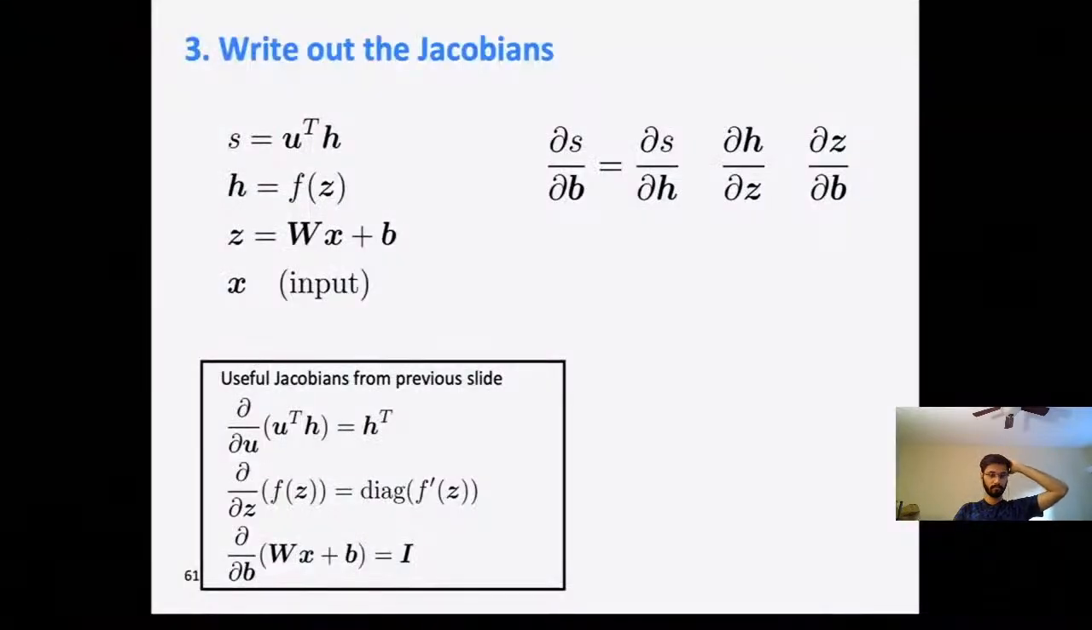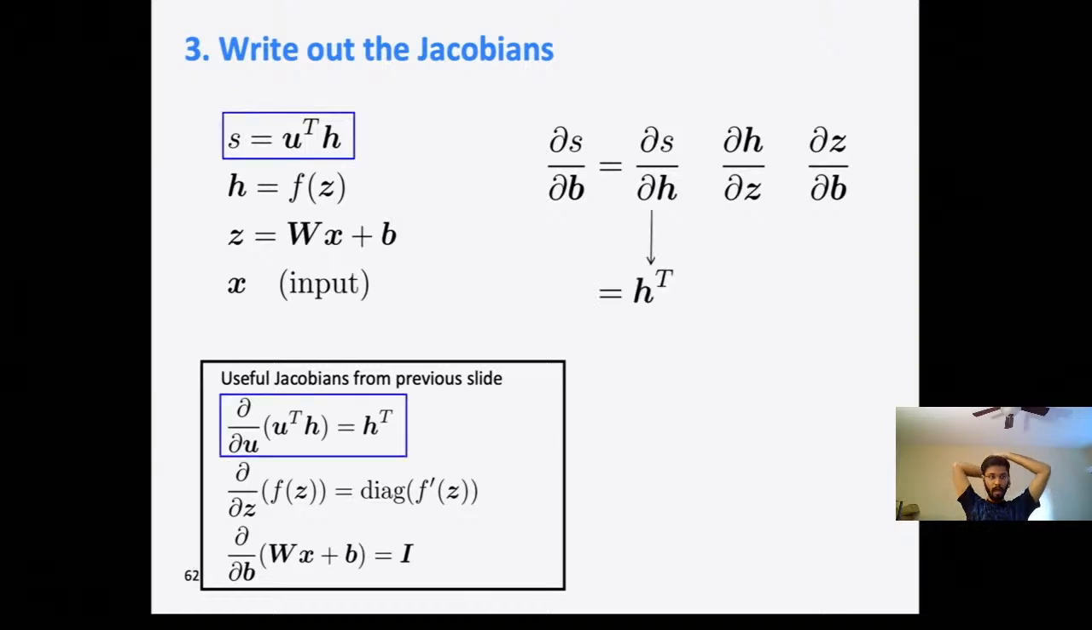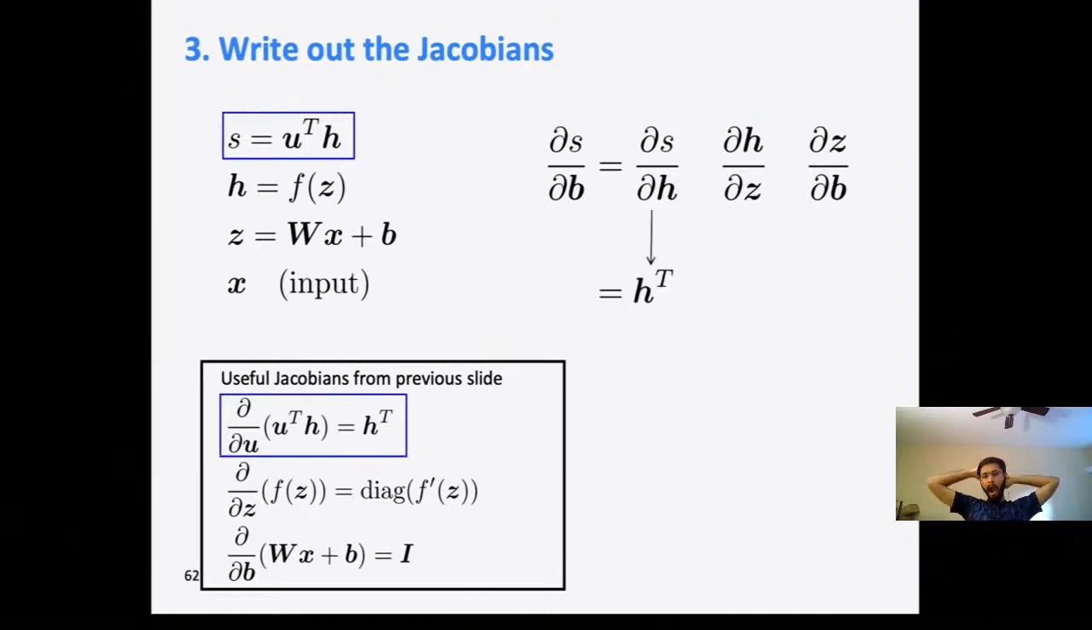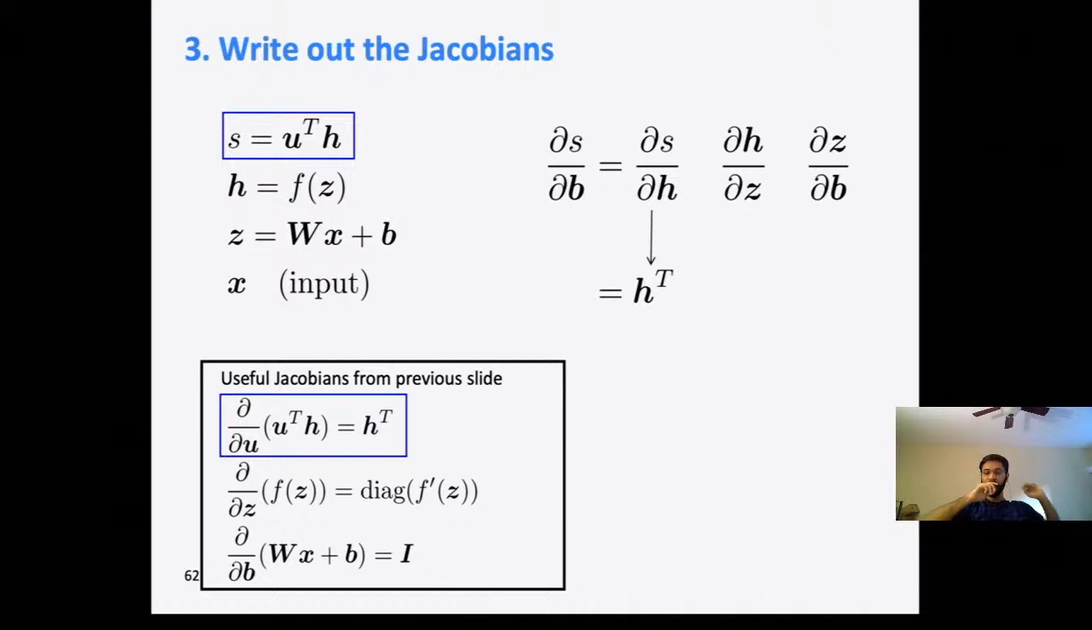Okay, so now we want to compute that. And so this is where I'm going to use the Jacobians that I asserted without much proof on the preceding slide. Okay, so first of all, we have dS dH. Well, that's the dot product of two vectors. So the Jacobian for that is just H transpose.